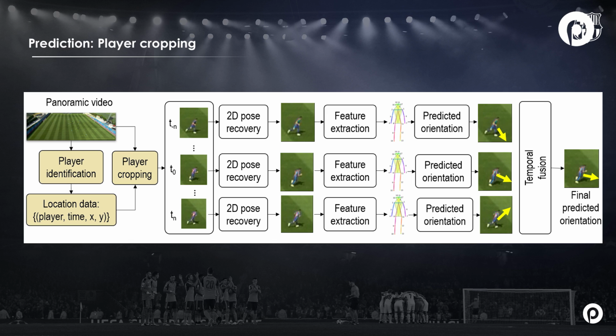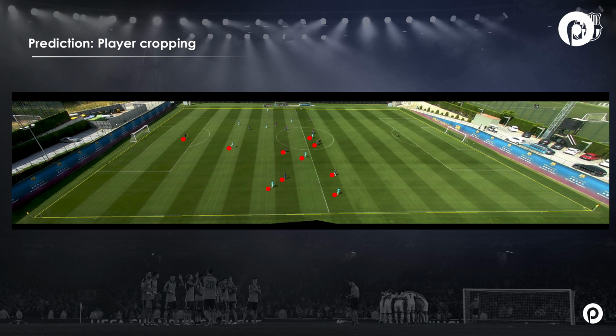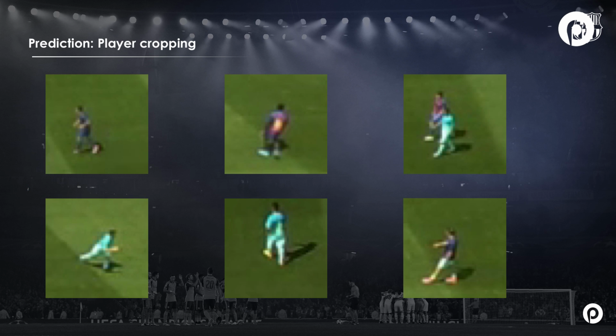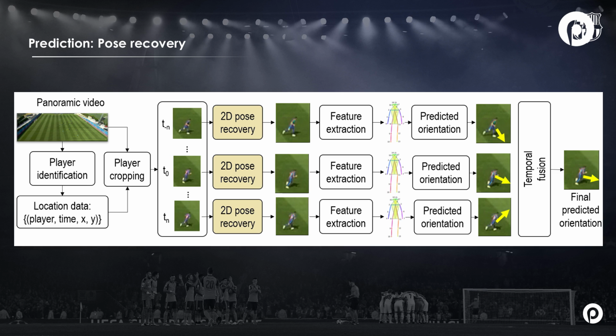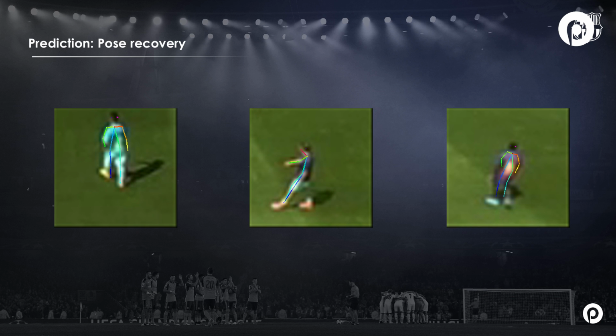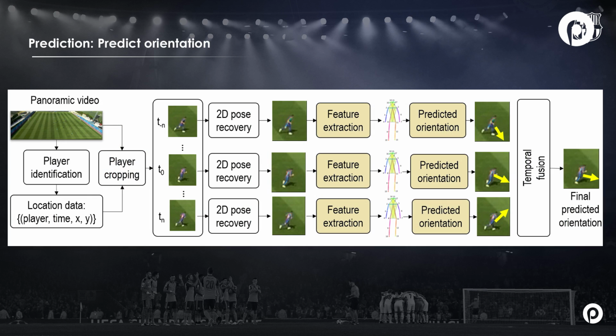Now we want to predict from a video that we haven't seen. So we have the panoramic video and the location, which is compulsory to have. Then we crop the players. For example, we use Metrica, and they give us the positions of the players, and we crop them. We also pass them through OpenPose, and we compute these features as we did in the training part.